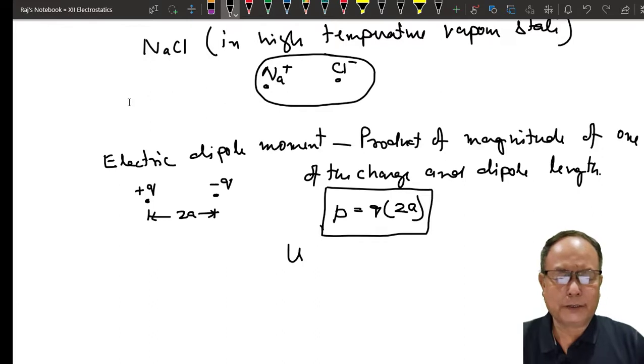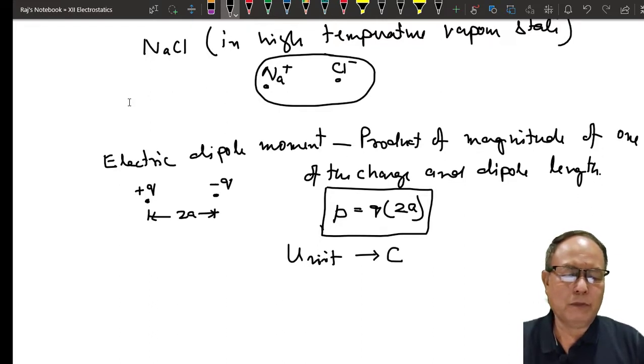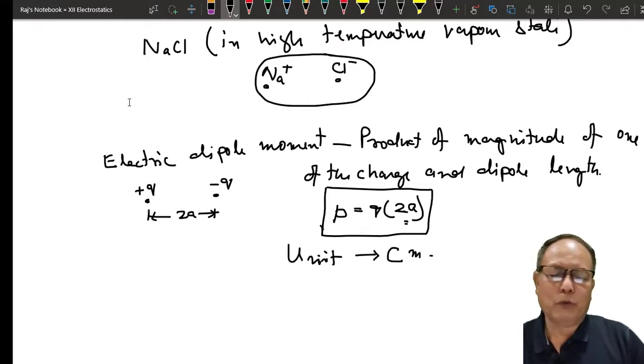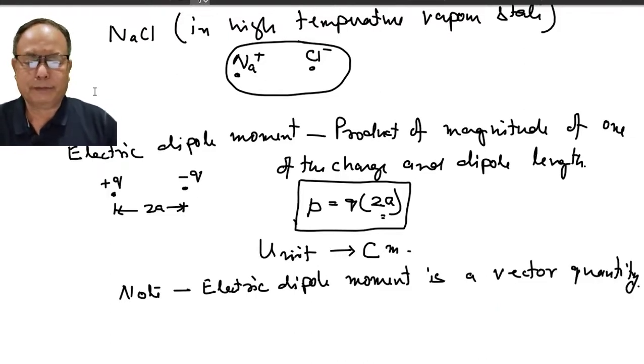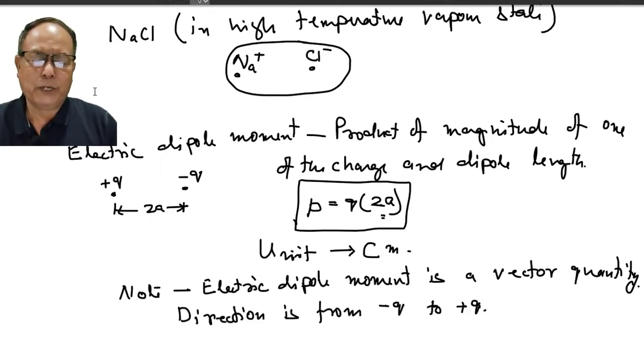The unit is very simple. The unit of charge is coulomb and of distance is meter. So the unit of electric dipole moment is coulomb meter. Now note that electric dipole moment is a vector quantity, so it has a direction. The direction of electric dipole moment is from minus Q to plus Q.